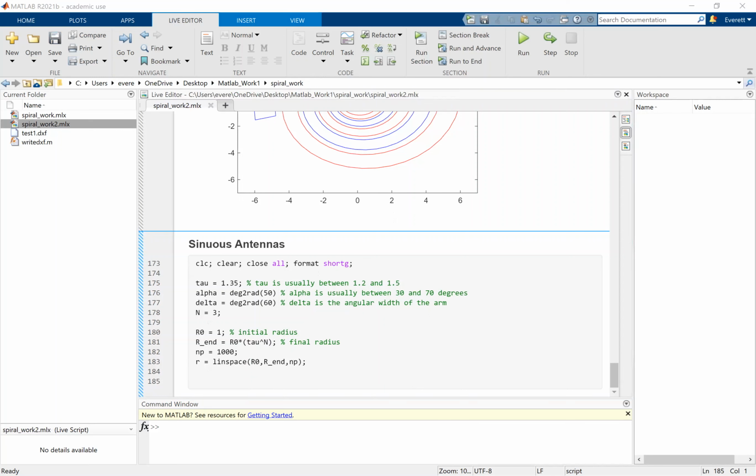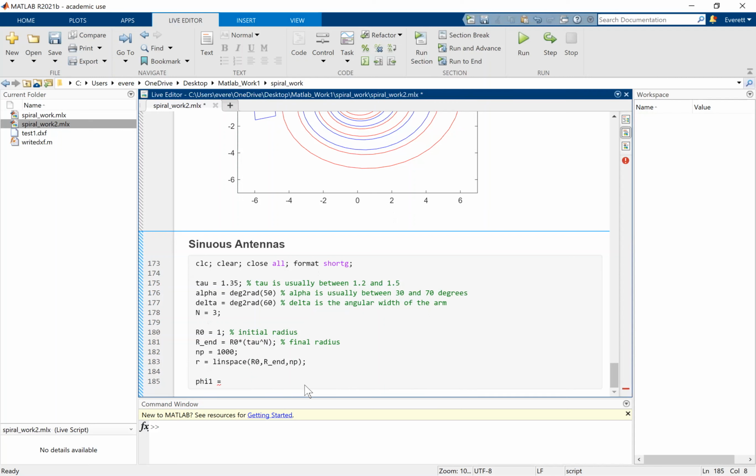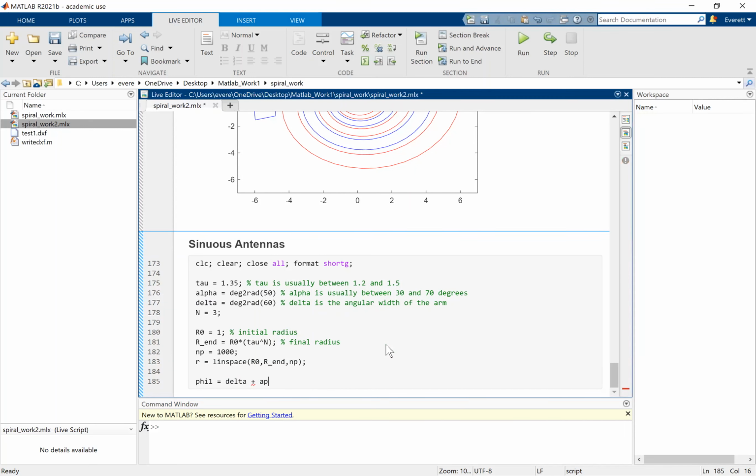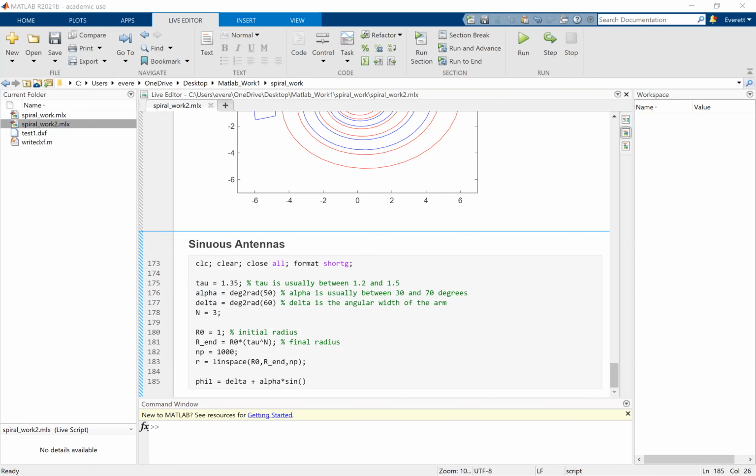According to the article, let's call this phi1. So phi1 equals, let's use positive delta right now, delta plus alpha sine. So we have alpha times sine of what? It's sine of pi times natural log of R over R naught, over natural log of tau.